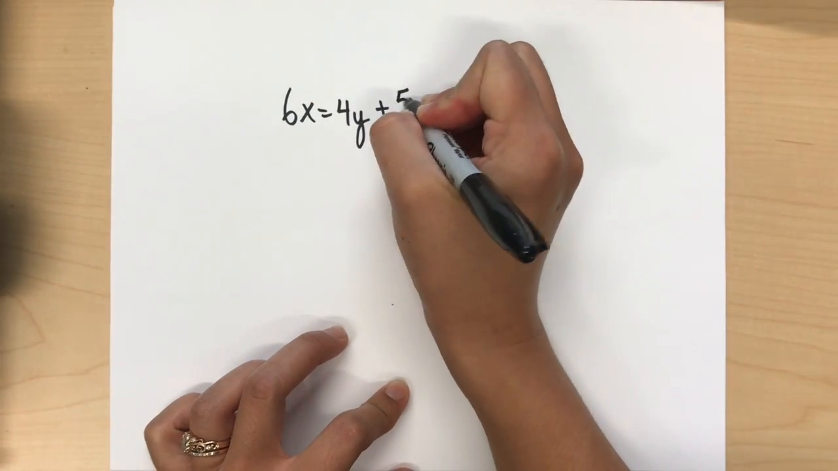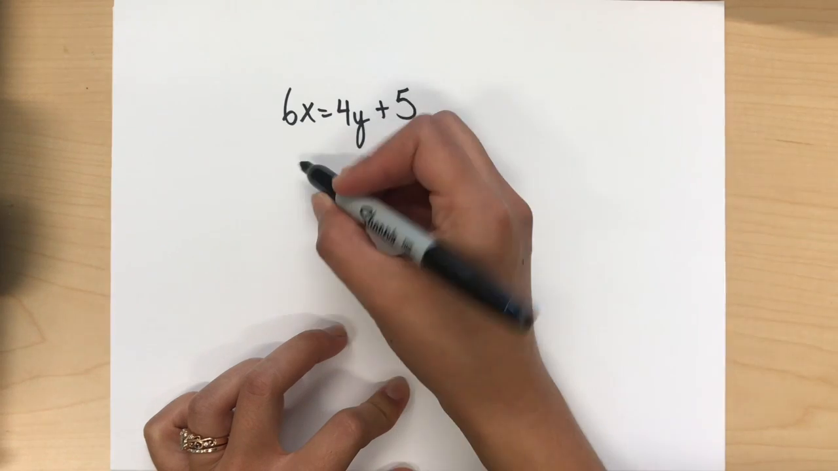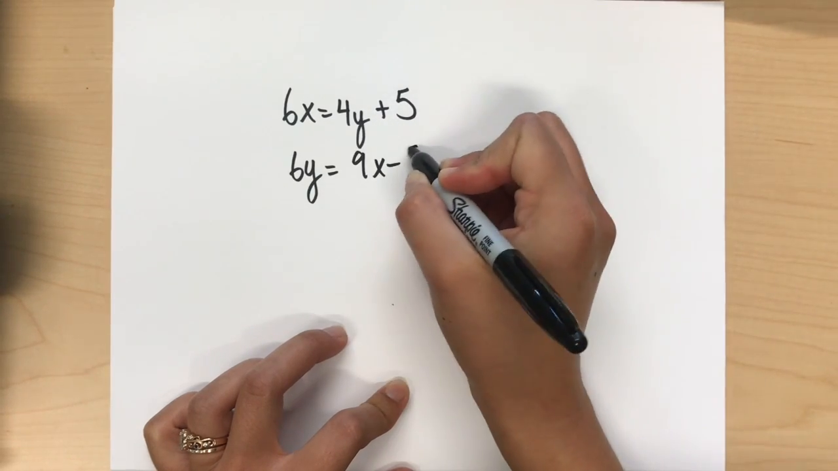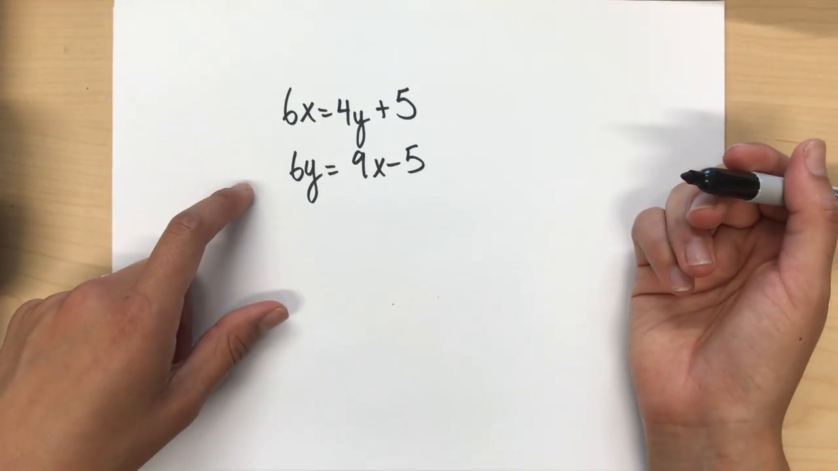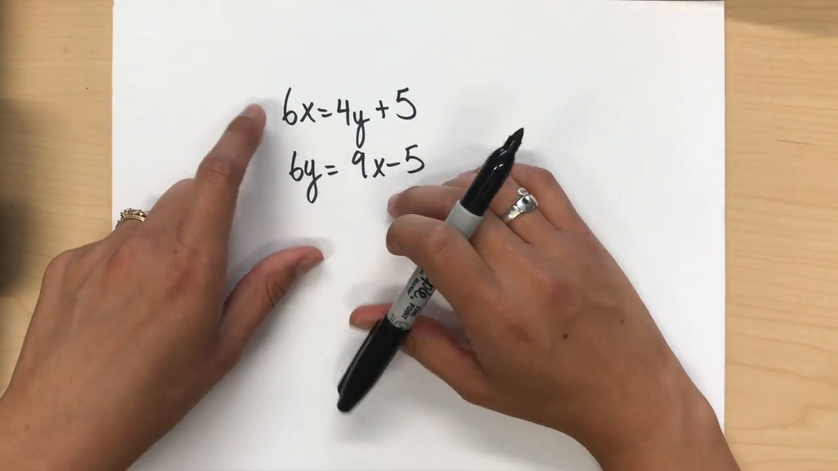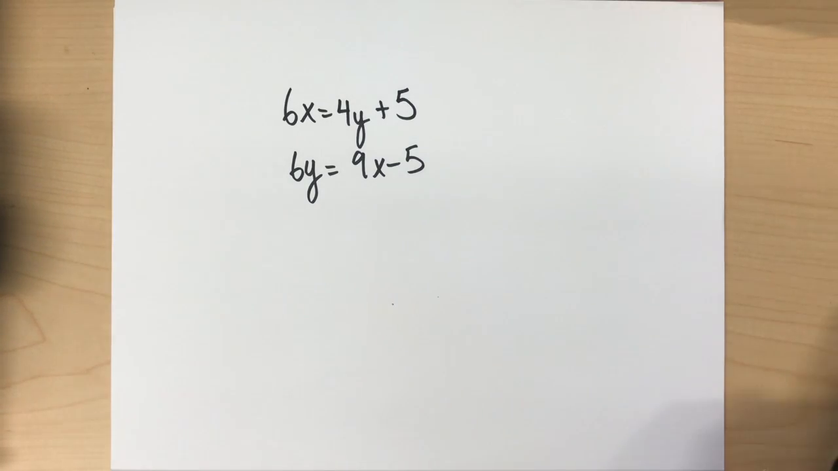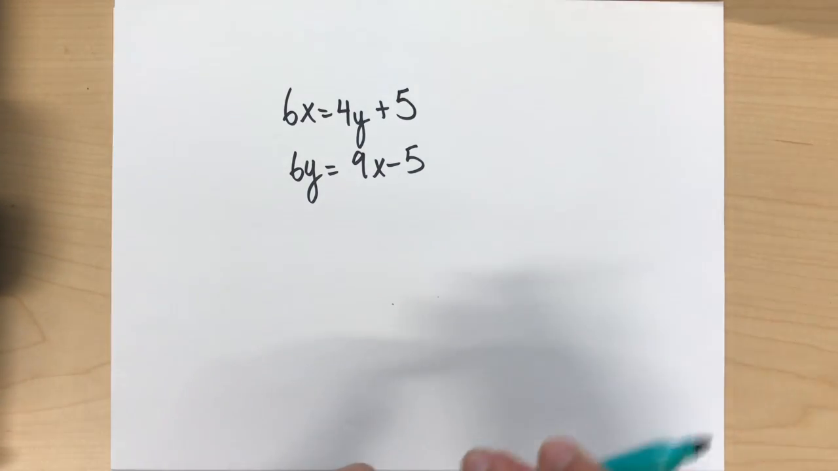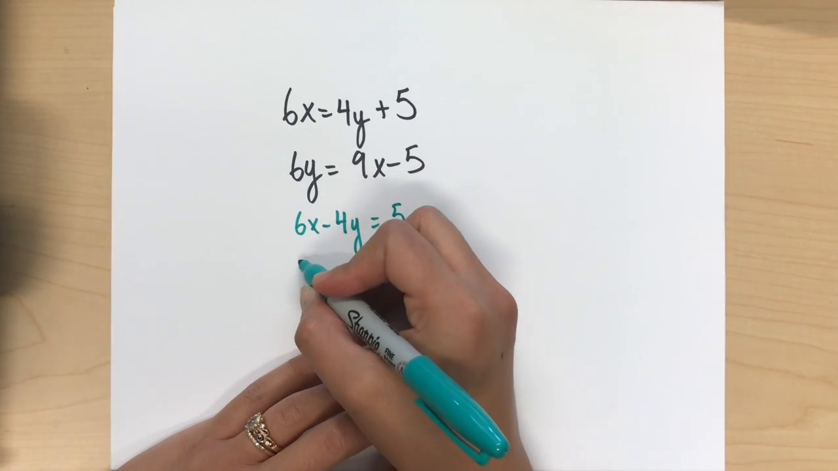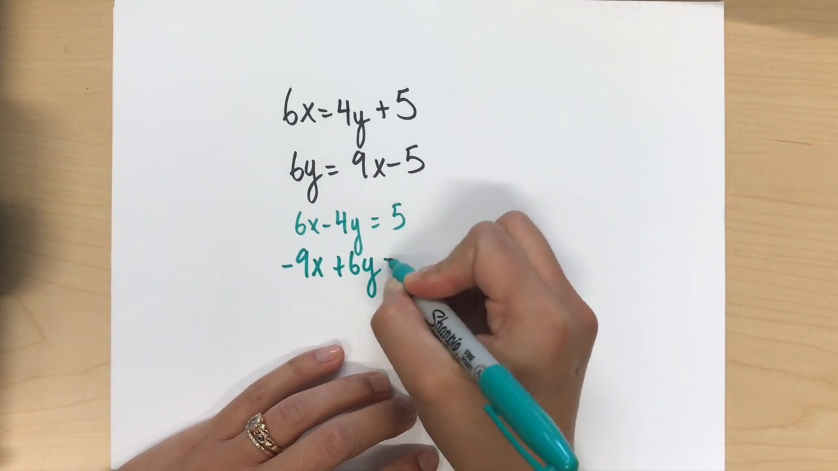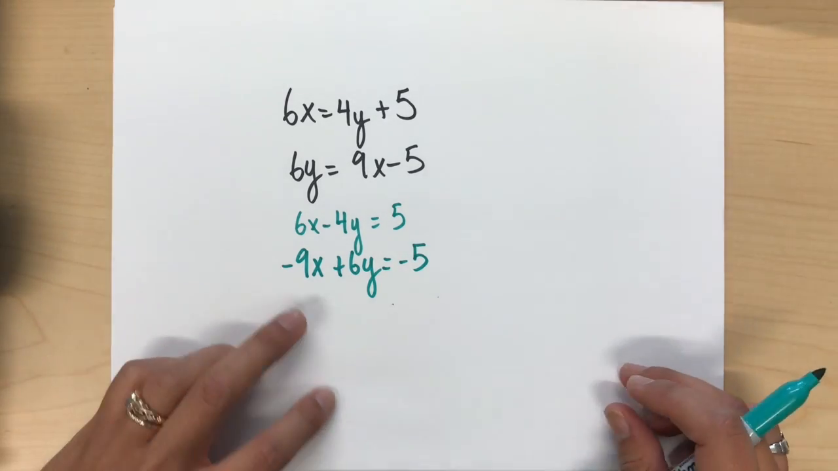Okay, so we're going to move on. We're going to do another example. Let's say I have 6x equals 4y plus 5, and then I have 6y equals 9x minus 5. Okay, so I'm going to rearrange these so that my x's and y's are all on the same side. So I'm going to subtract 4y from the top one, and then I'm going to subtract 9x from the bottom one, right? And I'm just going to put the x's and y's together.